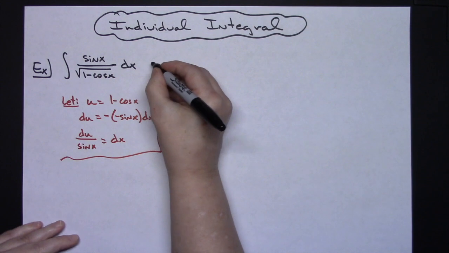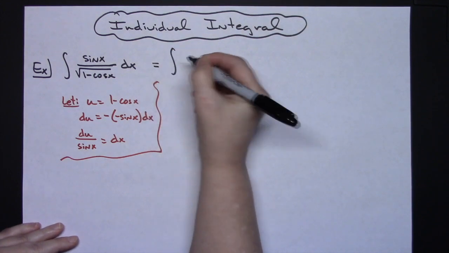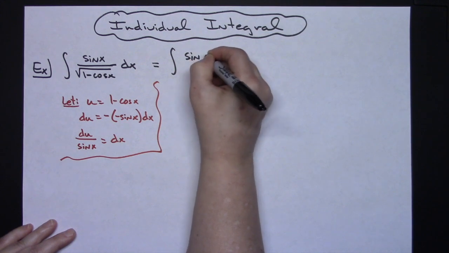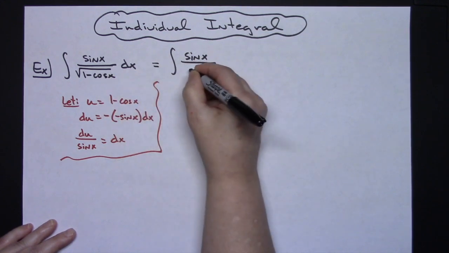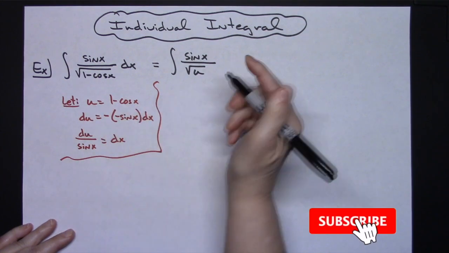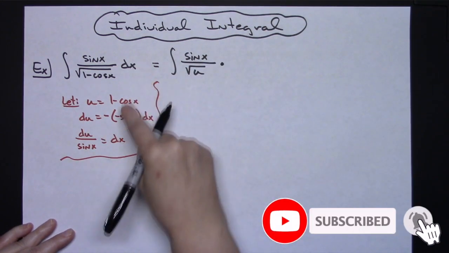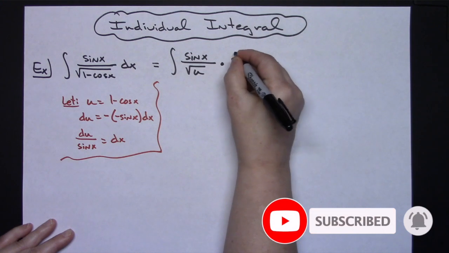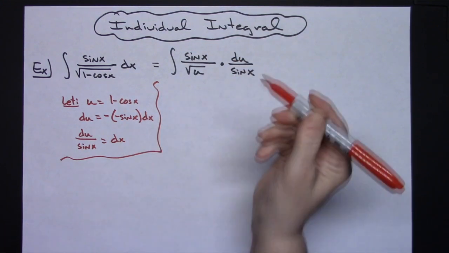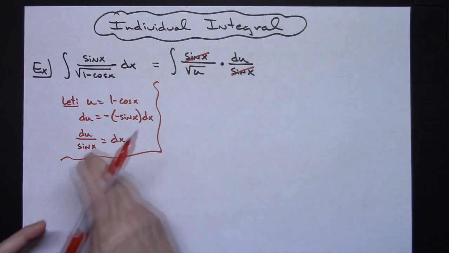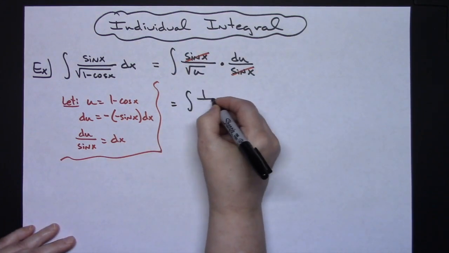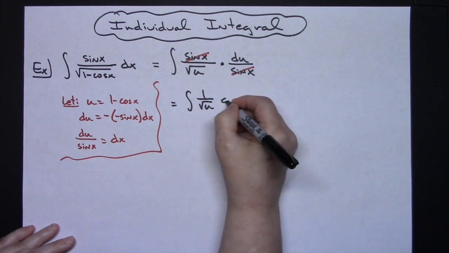Okay, then I'm going to come back up to my original integral, and I'm going to start doing some substitutions. I'll have that sine x will still be in my numerator. In that bottom, I'll have the square root of u, because I'm going to replace u with what I said it was going to be equal. When I replace dx, I will have a du over sine x. That's going to allow those sine x's to cross out, which is going to leave me with the integral of 1 over square root of u du.